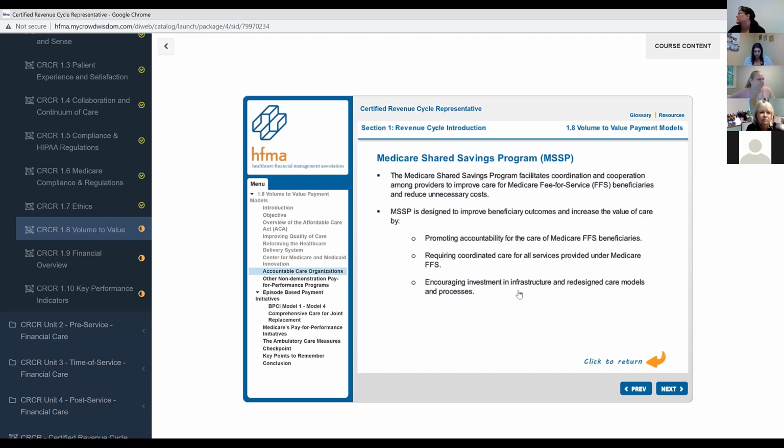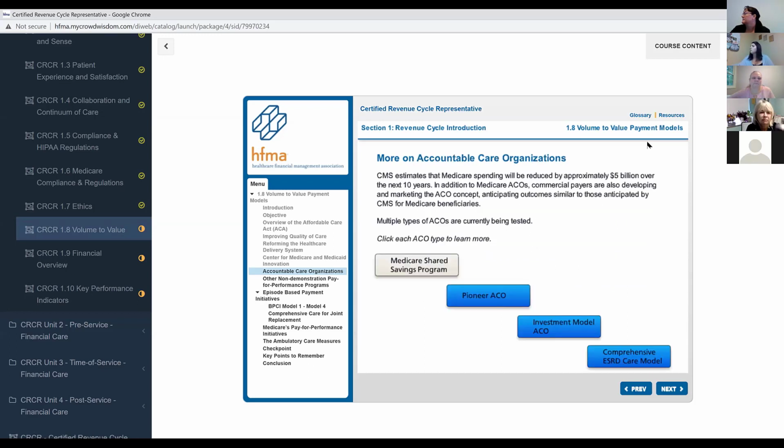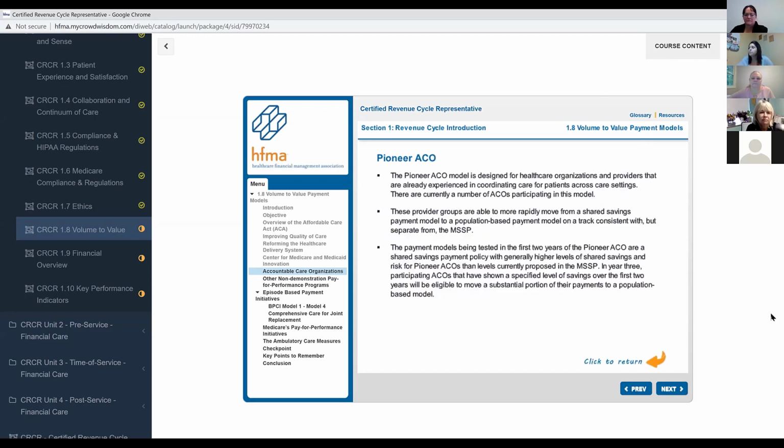Pioneer ACO? Yep. The next ACO, Pioneer ACO, is kind of like a precursor to a full ACO. If you are a healthcare organization that has some experience in coordination of care amongst a specific patient population, you can be designated as a Pioneer ACO. These groups can provide the coordination of care much more rapidly because they have the experience.